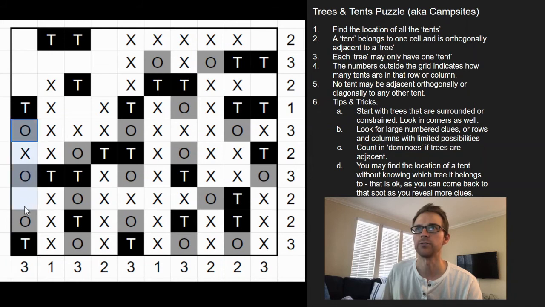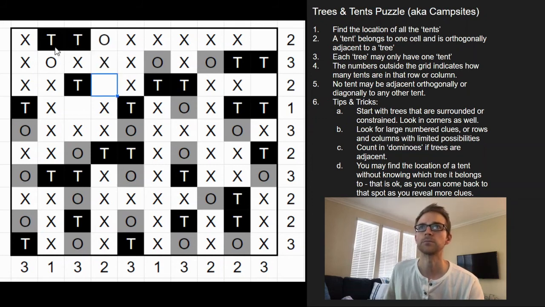We have 1, 2, 3 tents. So we could actually put X's there and there. So that forces this tree to have one down there because it's surrounded. That forces this tree to have one there. So let's color those. This top row needs to have 2. There's only 1 spot left, so that belongs to this tree, like that.